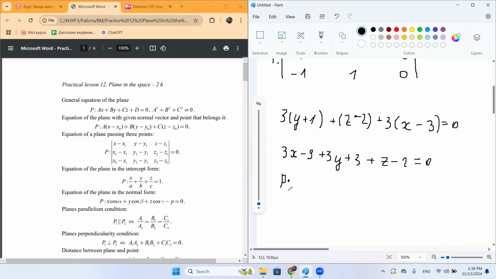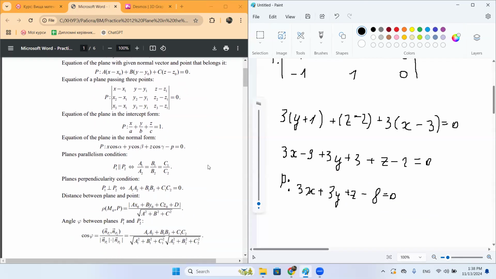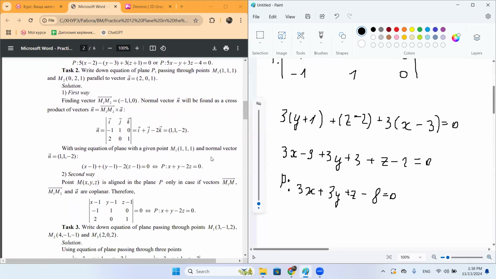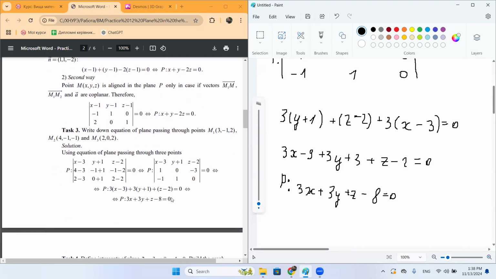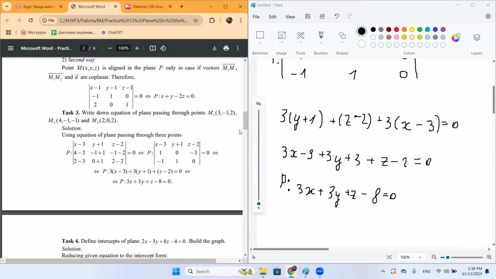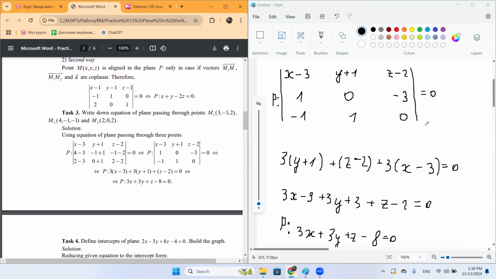And finally, the general equation, so 3x plus 3y plus z, so minus 11 plus 3 minus 8 equals 0. And let's verify the answer. Yeah, 3x plus 3y plus z minus 8 equals 0. So everything is correct. Okay. Any questions about this task?